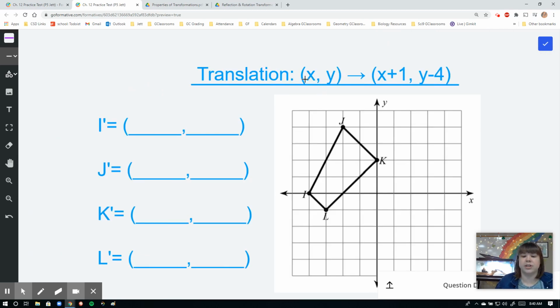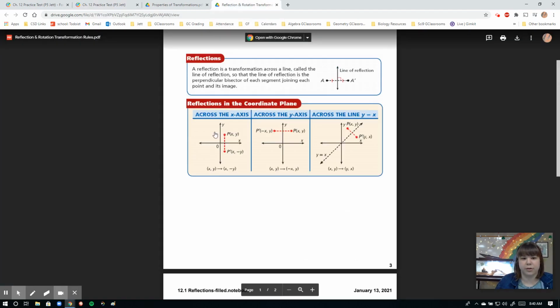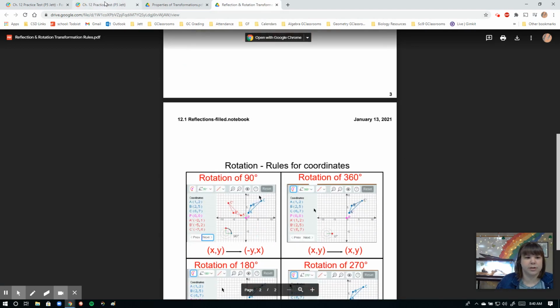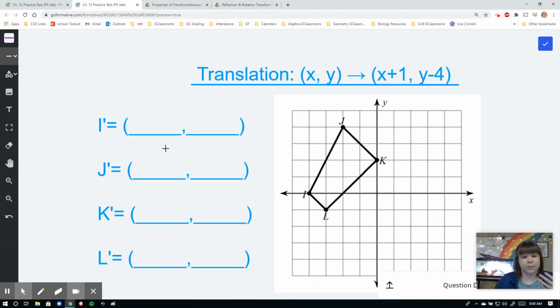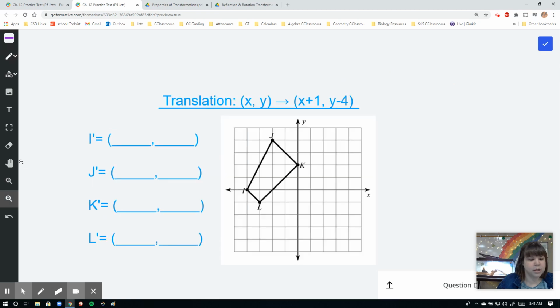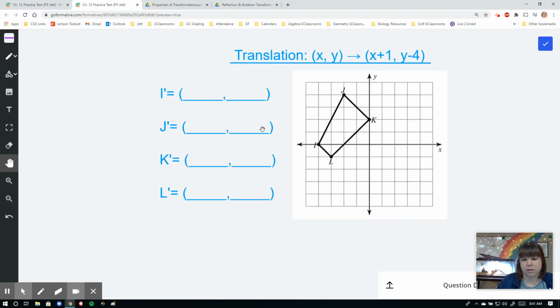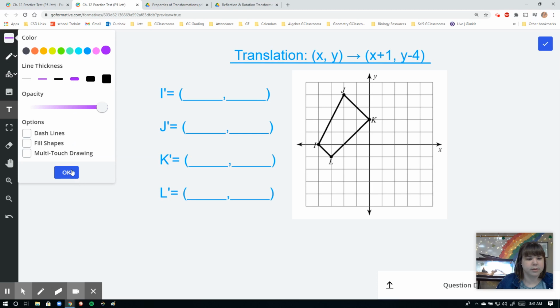So for these translations, it has the directions, it has the mapping for you. So you don't need to look up the reflection or rotation. So again, first step is let's figure out what our coordinate points are for the pre-image. So I'm going to zoom out real quick. Okay. So let's figure out what our coordinate points are. So for I, make it a little bit bigger.